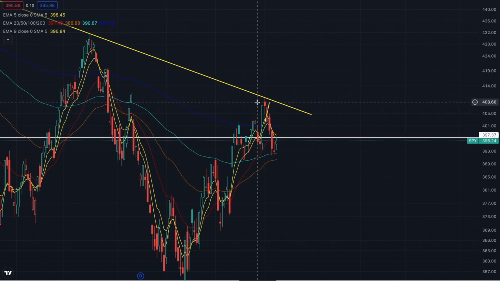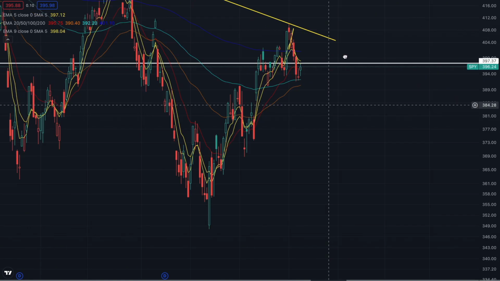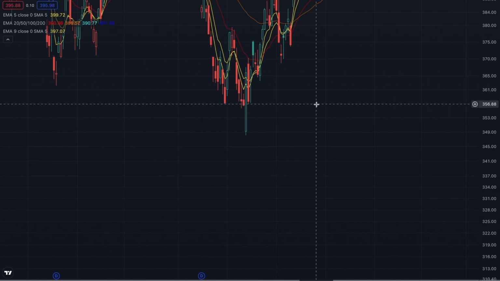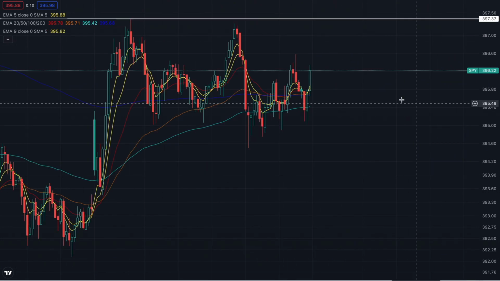So that's what a point of resistance is, and it's the same thing for support, except support is like the ground level, so it would be the same thing but on the bottom side. I'll go over that for today's chart.